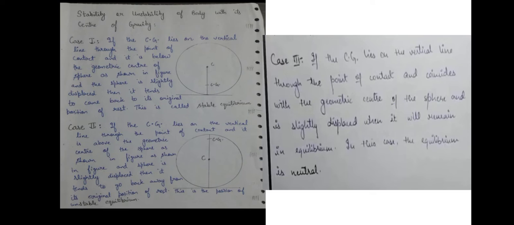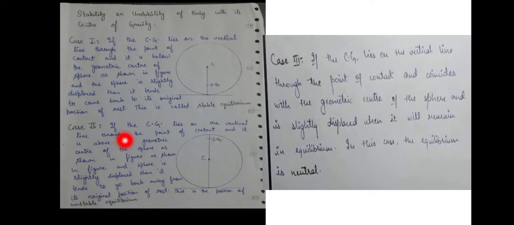Let us take three cases. In the first case, if center of gravity lies on the vertical line through the point of contact and it is below the geometric center, that means when you see in the figure, the center of gravity lies below the geometric center of the circle. And the sphere is slightly displaced and it tends to come back to its original position of rest. This is called stable equilibrium.